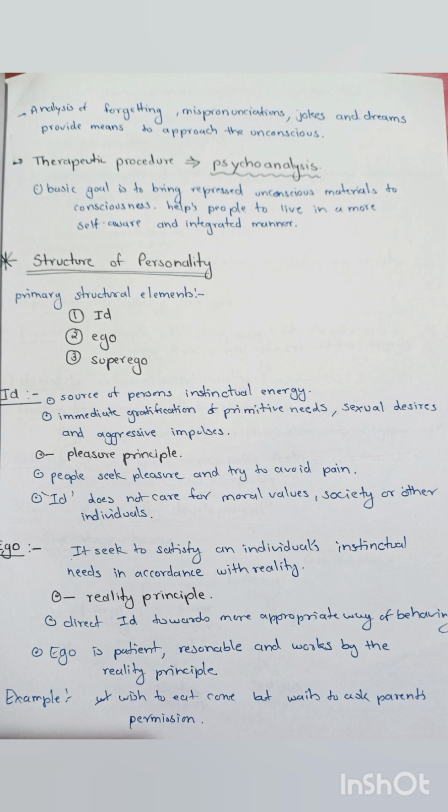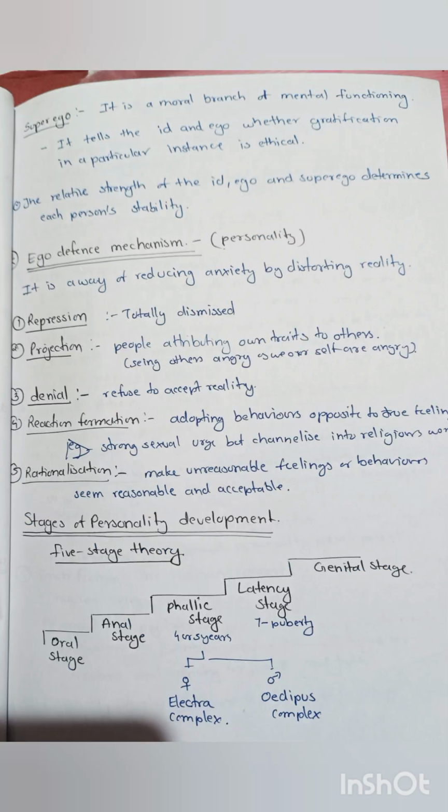The id comprises the pleasure principle. It needs immediate gratification of primitive needs, sexual desires, and aggressive impulses. The id does not care for moral values, society, or other individuals, whereas ego is the reality principle. The ego directs the id towards a more appropriate way of behaving and satisfying its needs. Ego is generally patient, reasonable, and works on the reality principle.